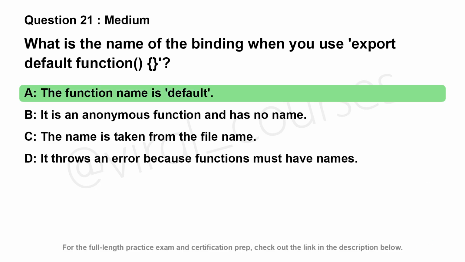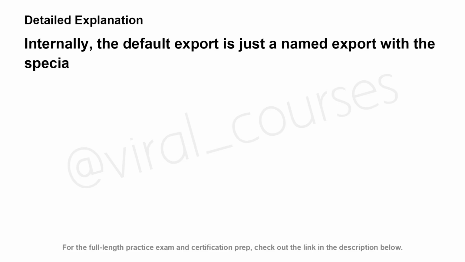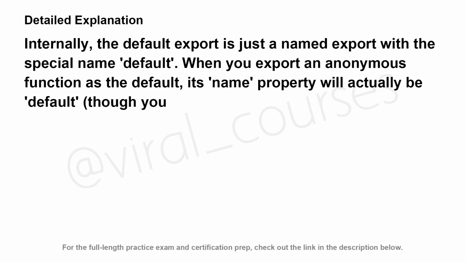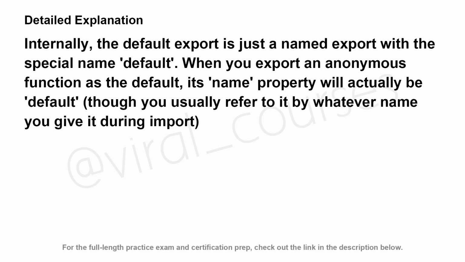The correct answer is A. Internally, the default export is just a named export with the special name default. When you export an anonymous function as the default, its name property will actually be default, though you usually refer to it by whatever name you give it during import.